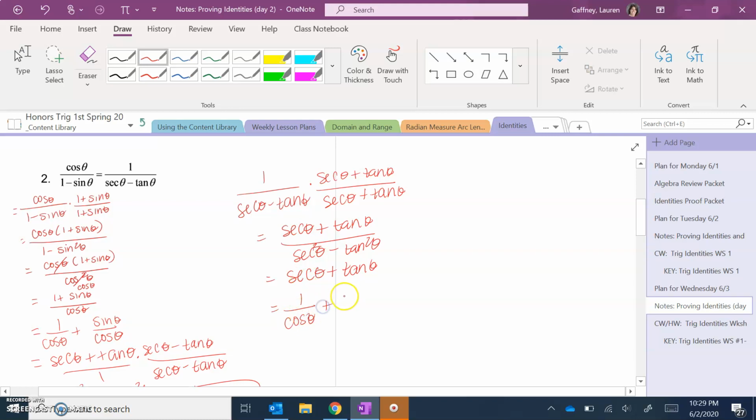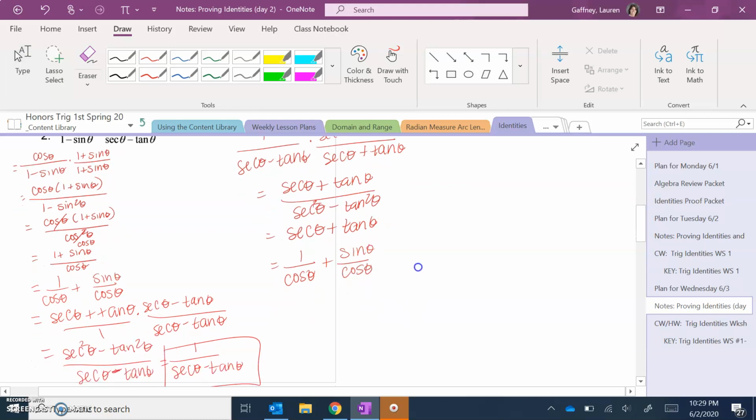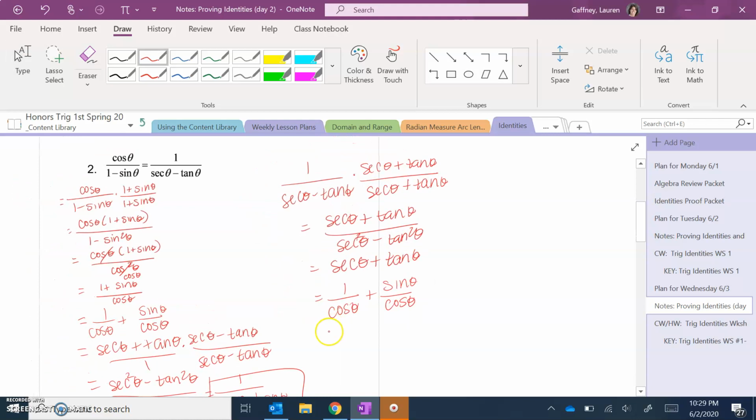same as 1 over cosine, and I made this into sine over cosine. So then I said, ooh, if I combine those, because they have a common denominator already, I have 1 plus sine over cosine. Shoot, we're getting closer. We now have sines and cosines. So now let's multiply by the conjugate, which is 1 minus sine theta over 1 minus sine theta. So up top, I get 1 minus sine squared theta.